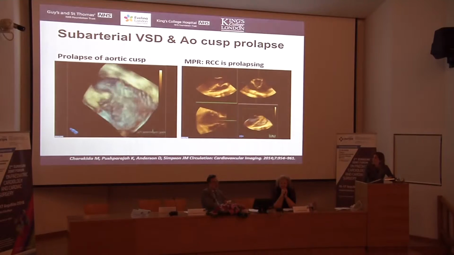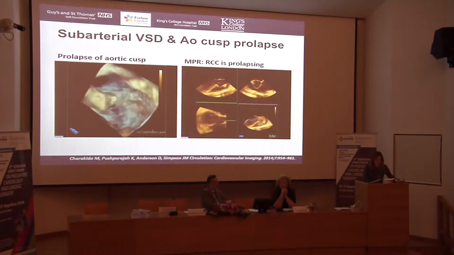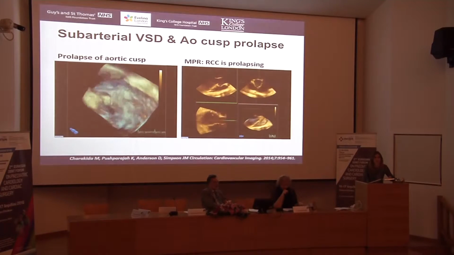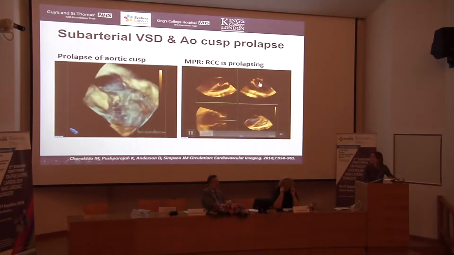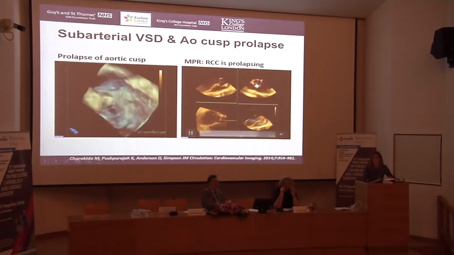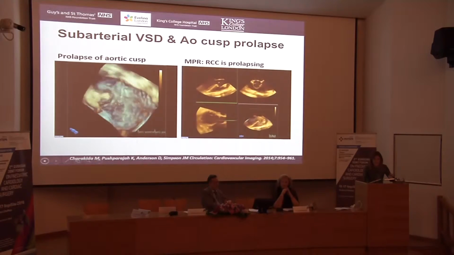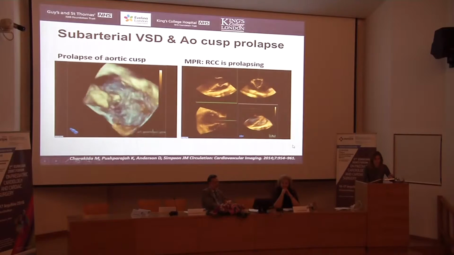This is another example of a double-committed subarterial VSD, which is partially covered by aortic cusp prolapse. And by using an NPR format, which you can see on this side, we can actually interrogate the different leaflets of the aortic valve and identify that actually the right coronary cusp is the one that is prolapsing into the defect.